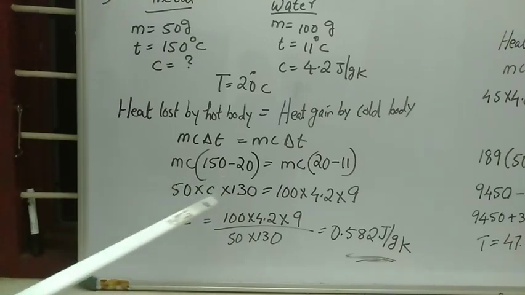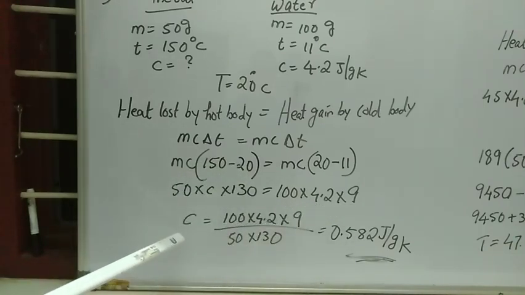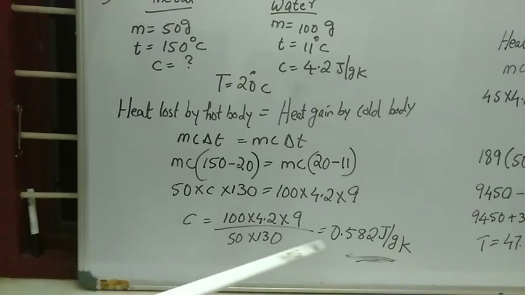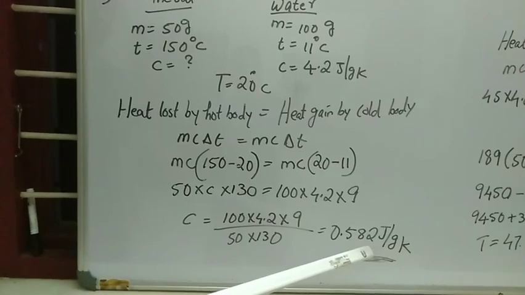By calculating, you are asked to calculate the specific heat capacity of metal. So mass into C into 130 is equal to 100 into 4.2 into 9. So just cross multiply, you will get the answer. Specific heat capacity is equal to 0.582 joules per gram Kelvin.